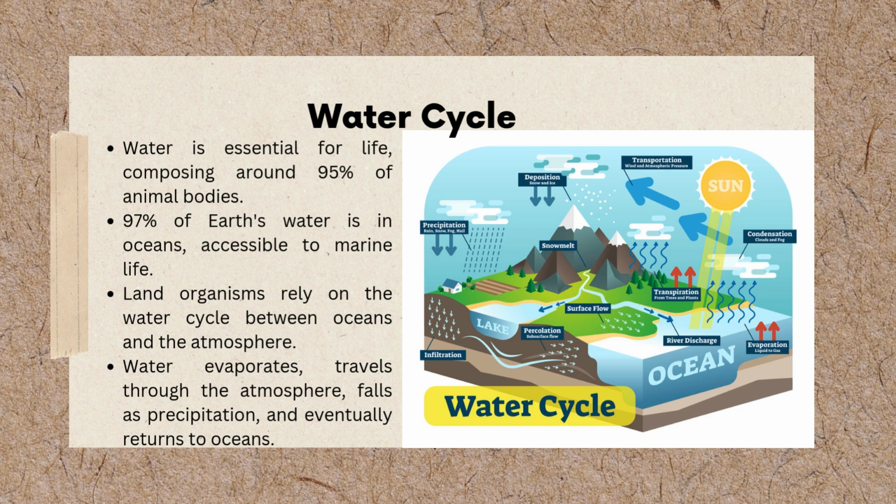Water is vital for life, with animal bodies composed of around 95% water. Around 97% of Earth's water is found in oceans, readily available to marine life. Land organisms depend on the cycling of water between the oceans and the atmosphere. Water evaporates from the oceans, travels through the atmosphere, and falls as precipitation, which is rain and snow. Some evaporates again, while a small portion is stored in lakes, glaciers, or underground. Eventually, most of the water runs off the land into rivers and returns to the ocean, completing the water cycle.